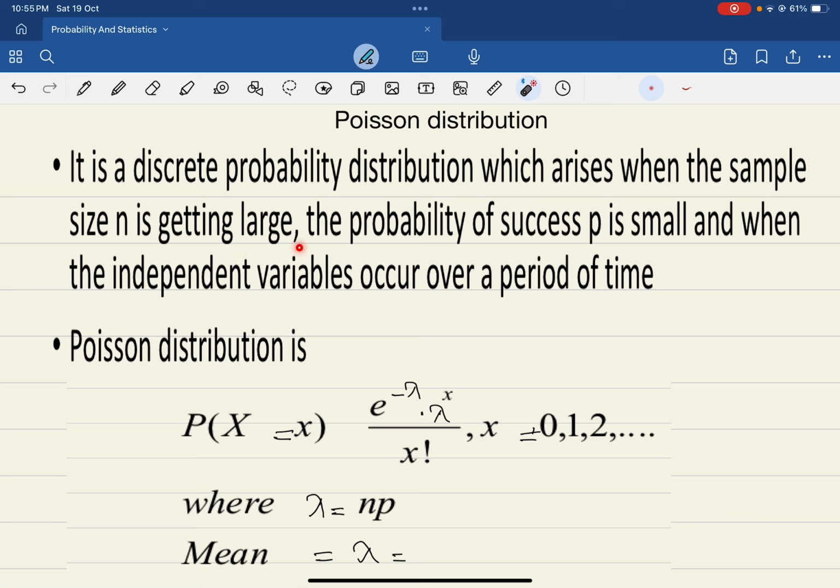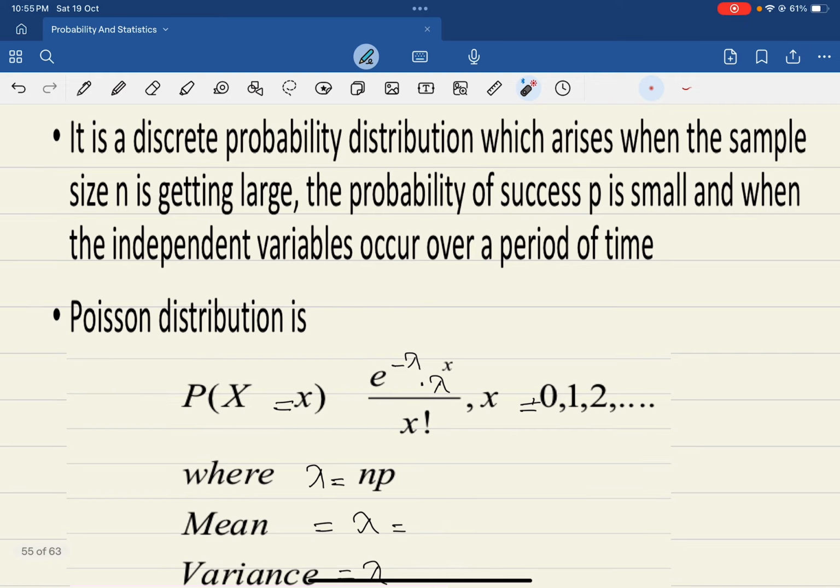Now, coming to this distribution, in the discrete probability distributions, when the sample size is getting large, the probability of success becomes small. Why this happens, I will explain in the definition, and then you will understand very clearly. The Poisson distribution is defined as P of x is equal to e raised to minus lambda times lambda to the power of x by x factorial, where x is 0, 1, 2 and so on.